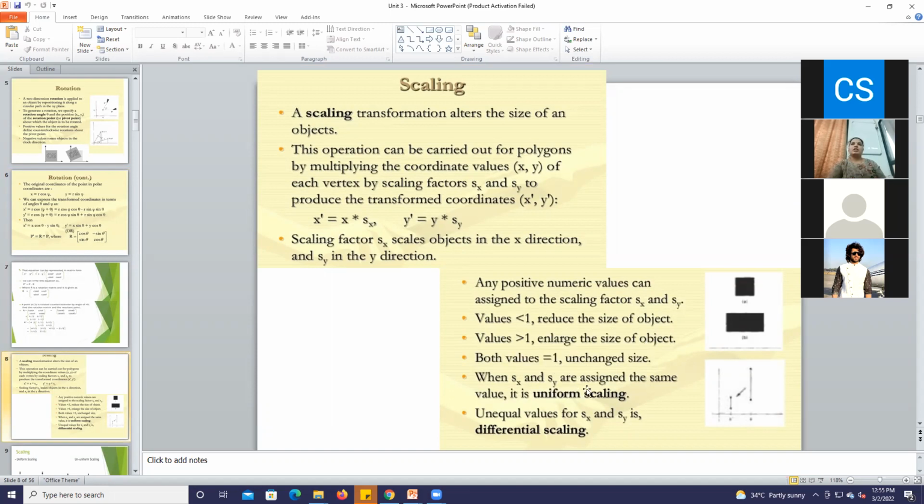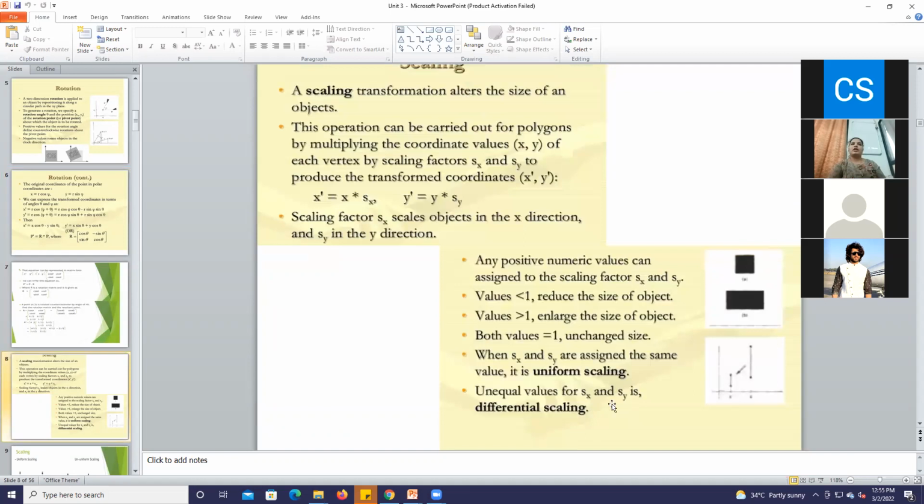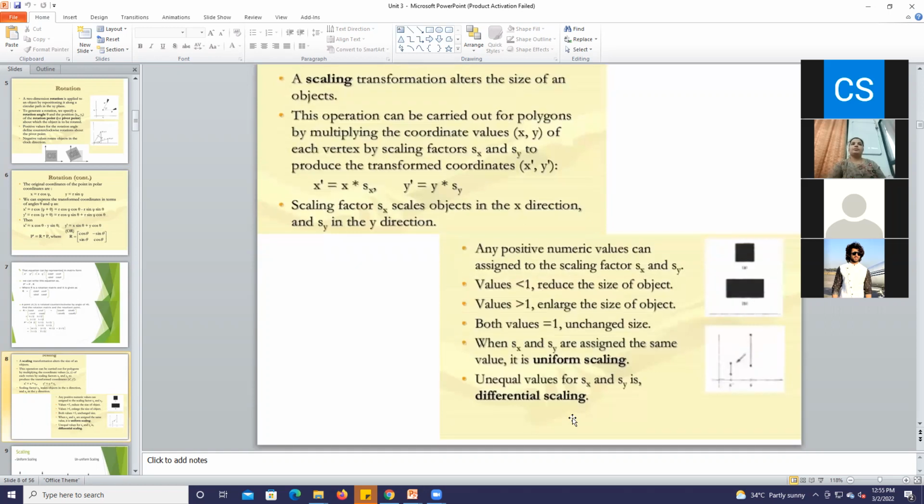And when Sx and Sy are the same, then it is called uniform scaling. And if they are not equal, then it is called differential or non-uniform scaling.